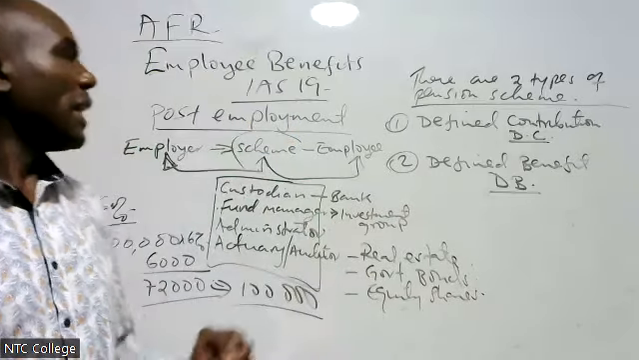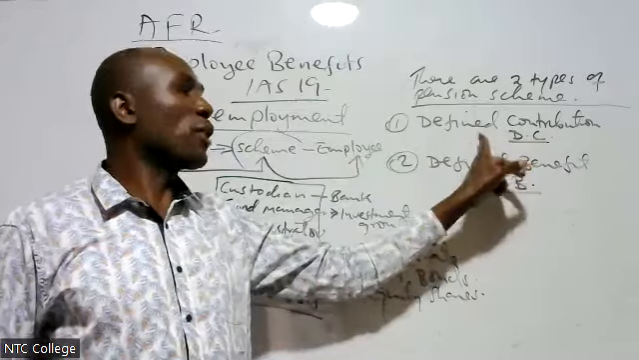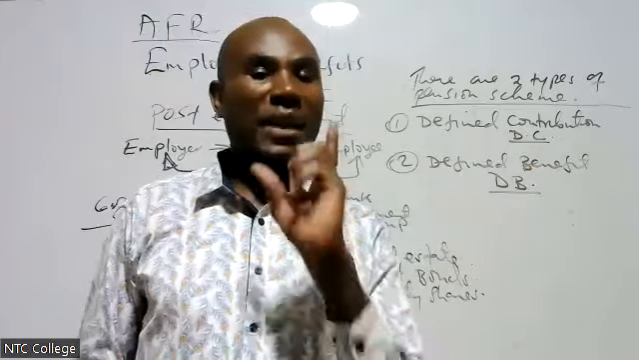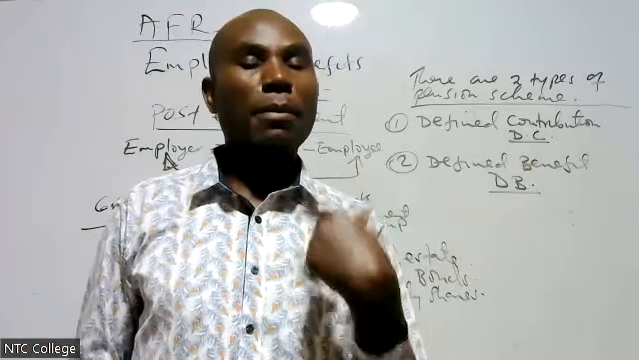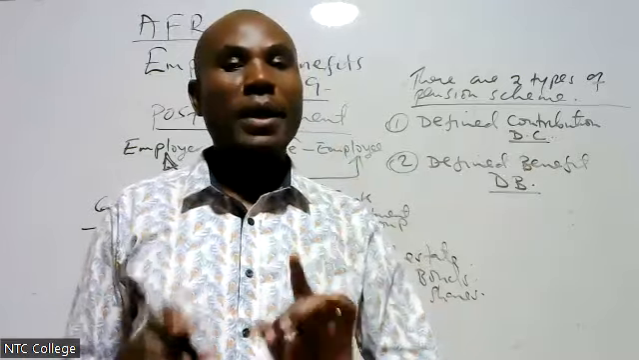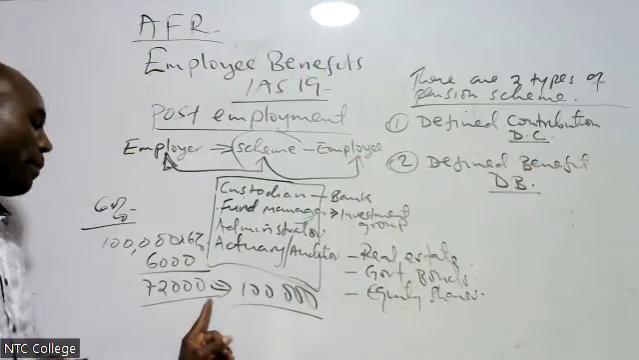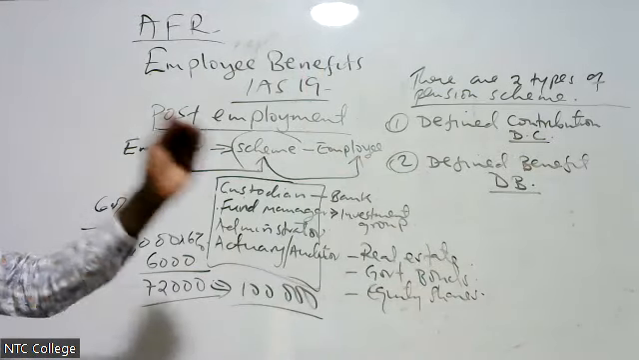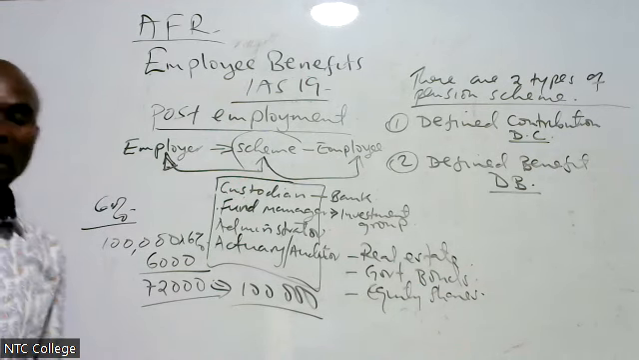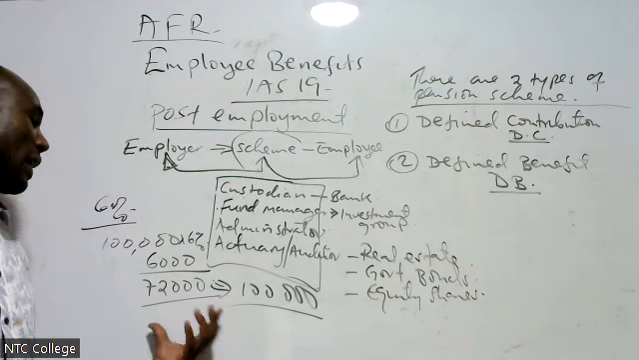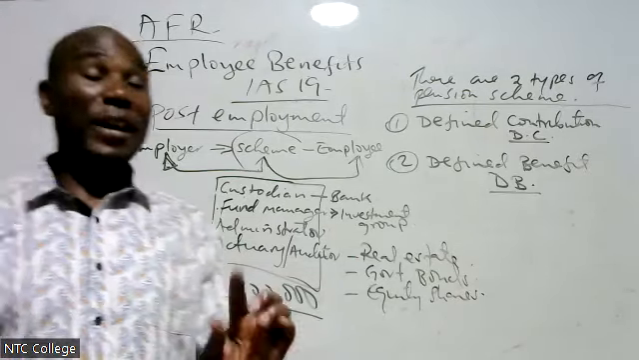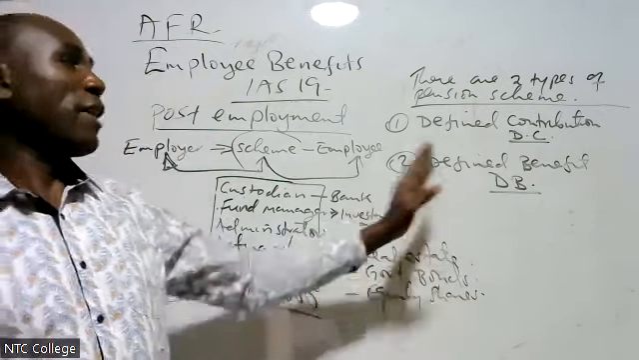Now, under DC, under defined contribution scheme, listen very carefully, the risk and the liability lies on the employee. Why? Because if the scheme performs very well, you will get high benefits. If the scheme performs very poorly, then you will get very little. Therefore, the risk and liability lies on the employee. That is defined contribution. Let's go to defined benefit scheme.